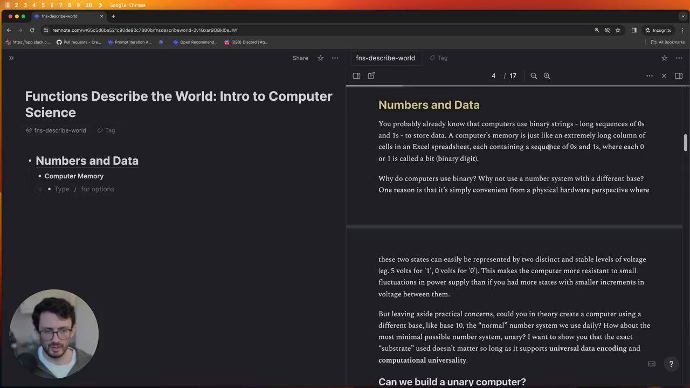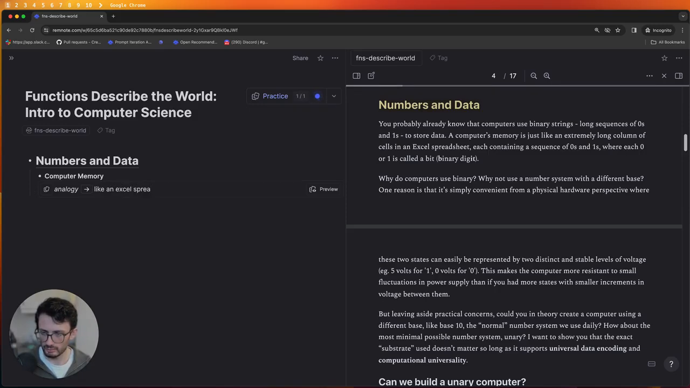What I will do is I could start by just saying analogy and creating a descriptor by pressing the semicolon key twice. And then I can type something like an Excel column in a cell.